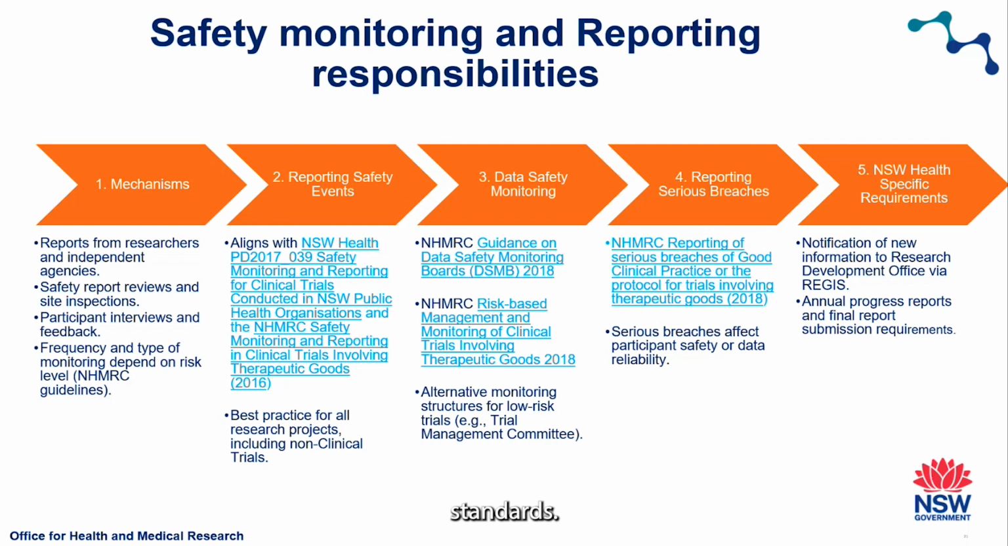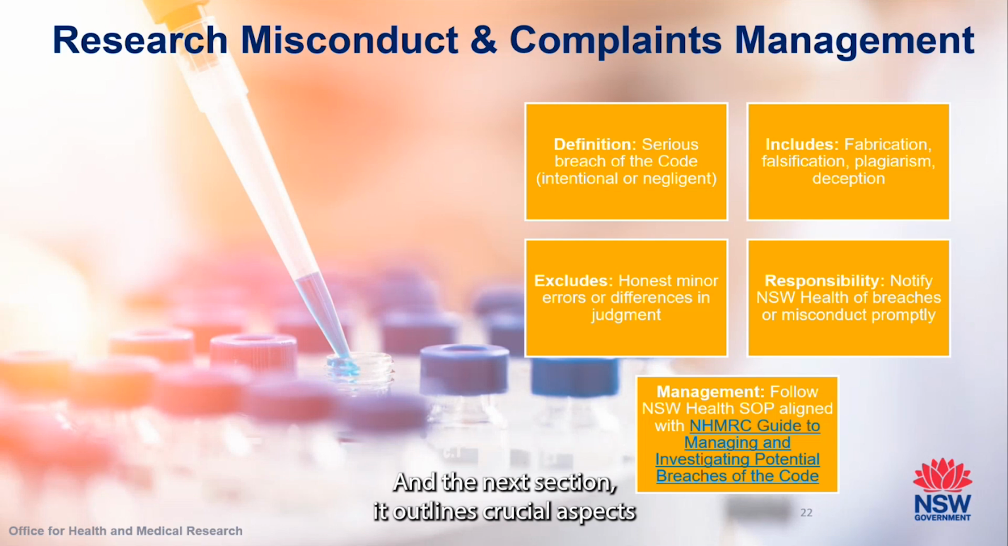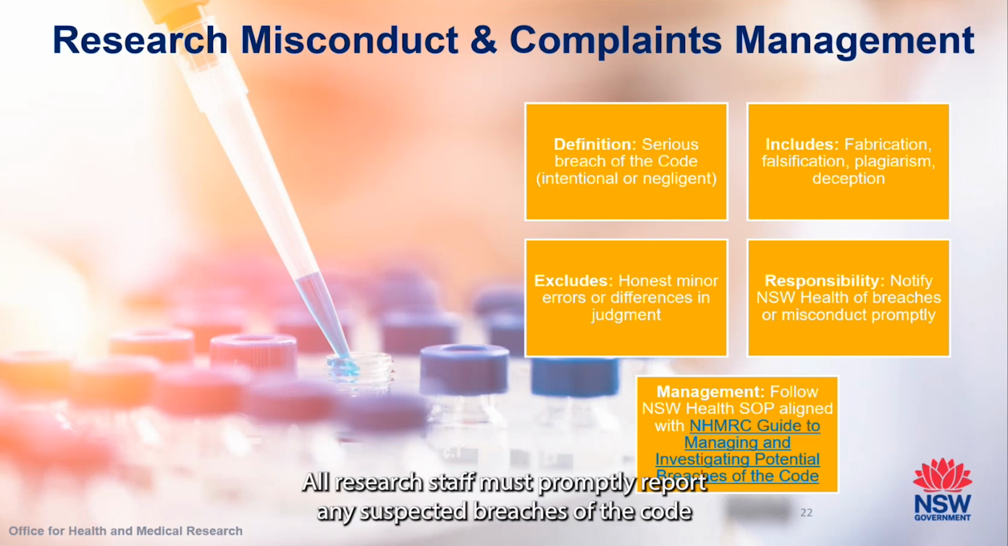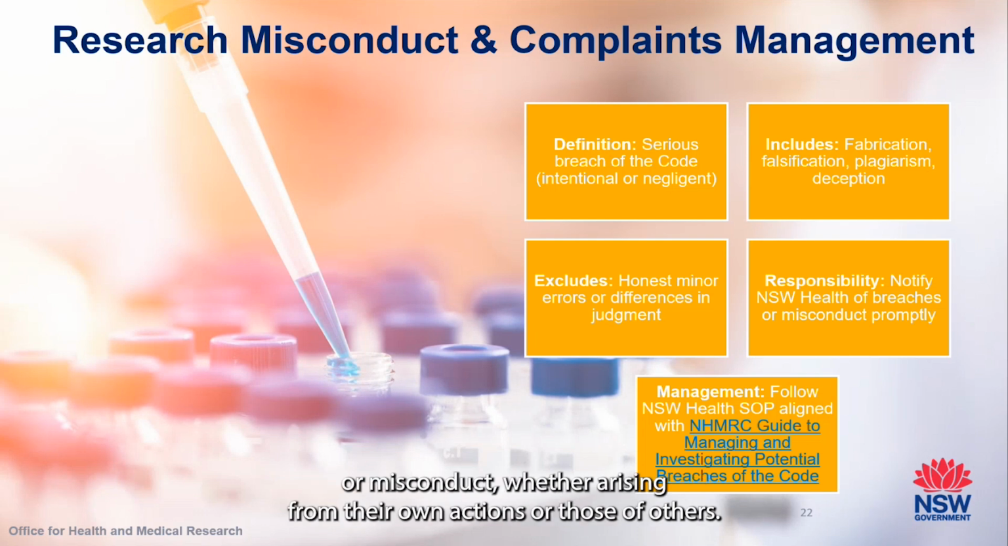And the next section, it outlines crucial aspects of managing research misconduct and compliance. What does research misconduct mean? Its definition, scope, exclusions, and staff responsibilities in reporting. All research staff must promptly report any suspected breaches of the code or misconduct, whether arising from their own actions or those of others.